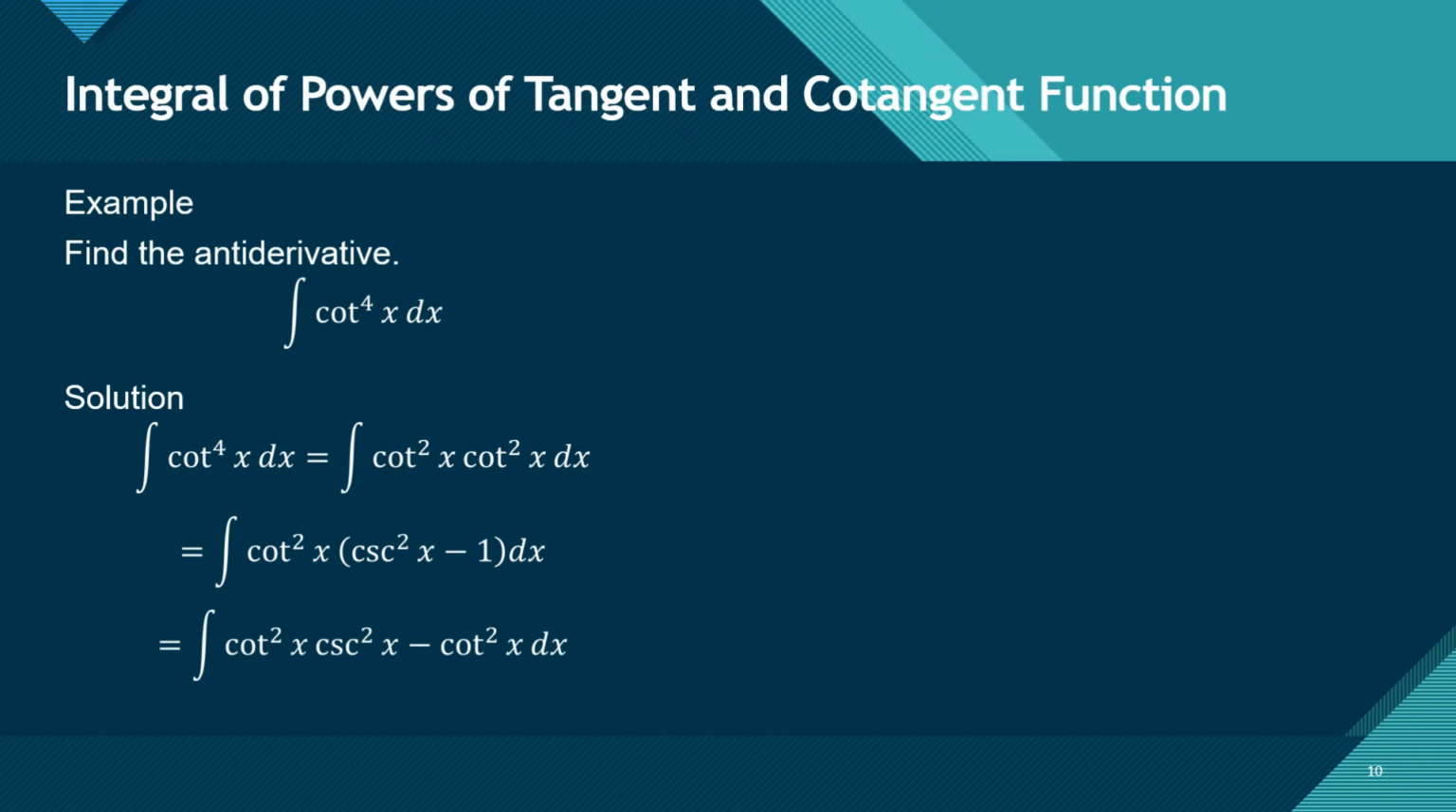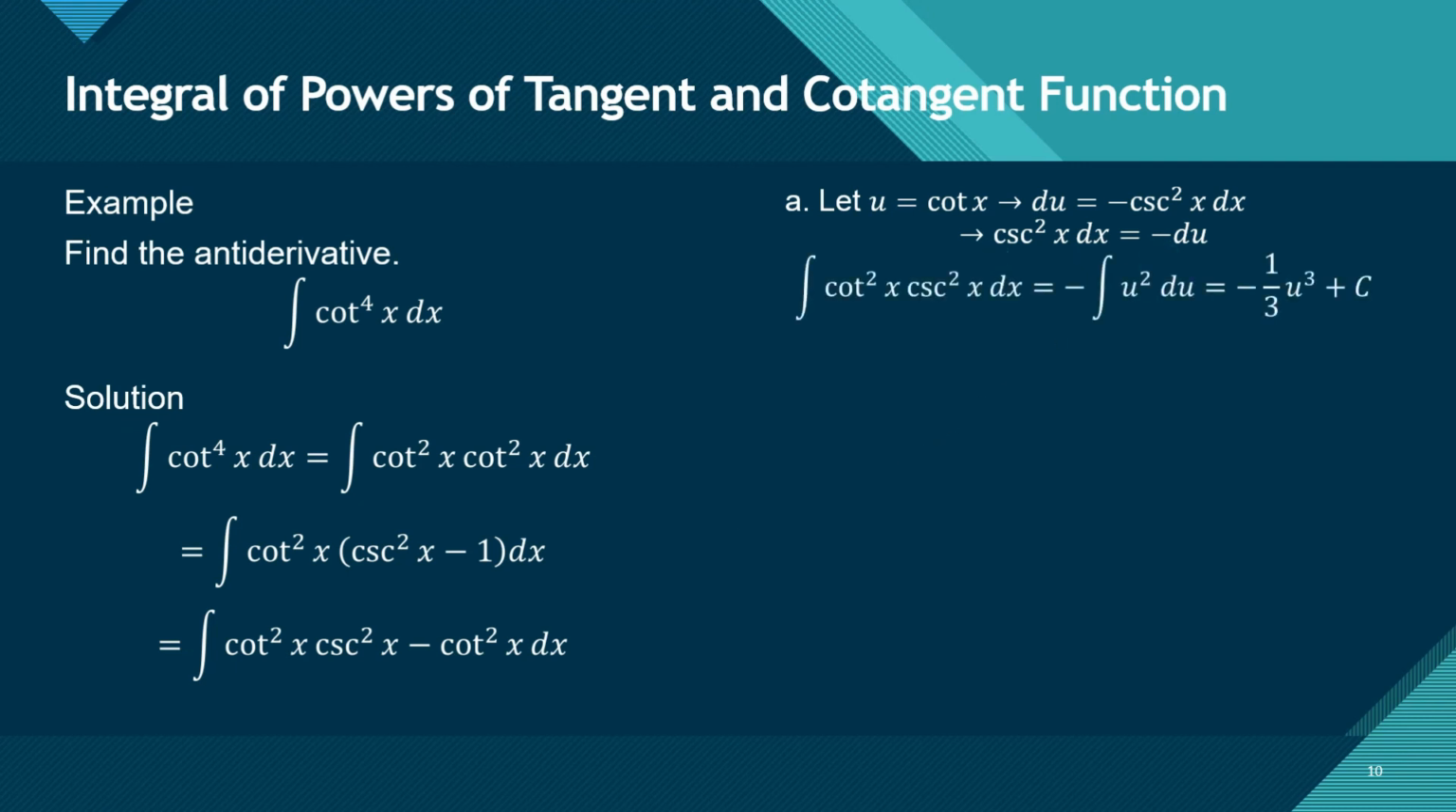And then I will do the multiplication. Now I hope that you can recognize that you can already work this out using the technique of substitution. Let u be equal to cotangent of x. And du is equal to negative the square of cosecant of x dx. So that means this is equal to negative du.